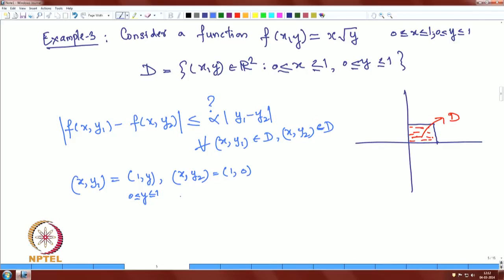Let us compute, therefore, f(1, y) minus f(1, 0). This is equal to f(1, y) by the definition of your function. So, x is 1 and this is square root of y, minus f(1, 0). The y coordinate is 0, so this is 0. So, this is equal to square root of y, and y is positive. So, this I write as 1 by square root of y times y minus 0.